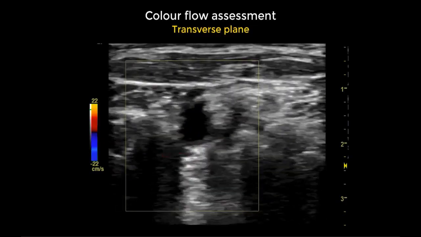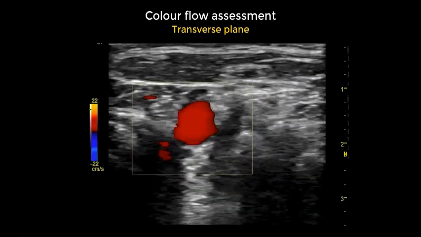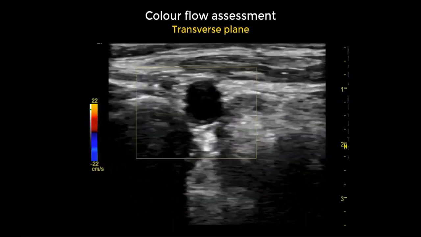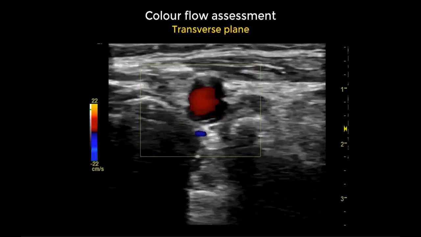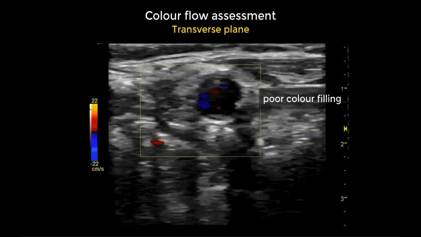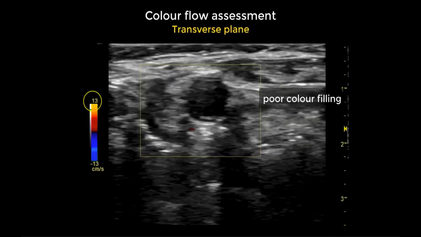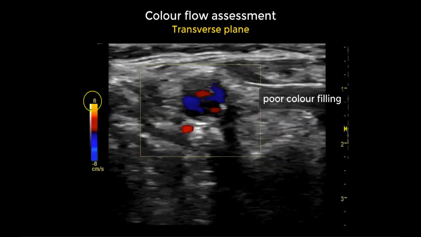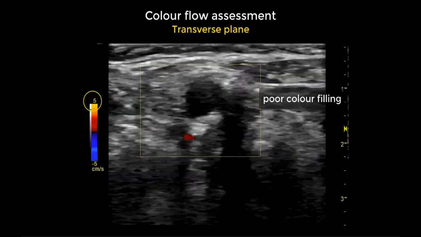Using the transverse mode, we optimize the mode first, therefore we reduce the size of the box, we keep the box straight, and we start the assessment of the common carotid artery. We move the transducer up towards the bifurcation of the carotid artery, and you can note that there is not a good color filling despite lowering the scale. We lower the scale as low as we can to better the color filling.